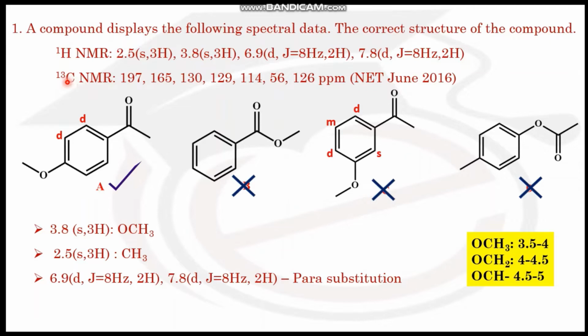I think it's clear to you. Always remember this value: OCH3 at 3.8 singlet 3 hydrogen, and near 2.5 singlet 3 hydrogen means one CH3 group is attached to a carbonyl group. And J equal to 8 Hz means it's a para substitution. Here you can see in A it is a para compound. I think this question is clear to you. If you have any doubt, you can ask.